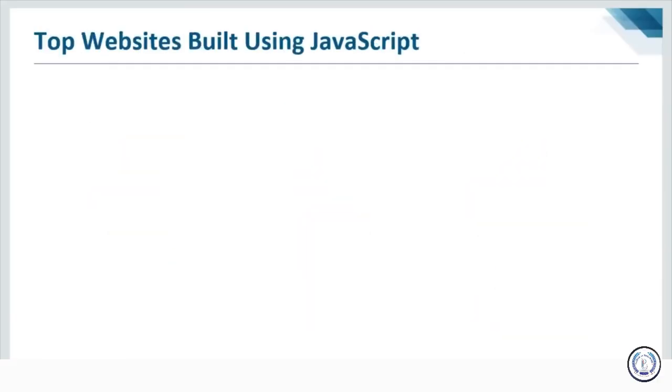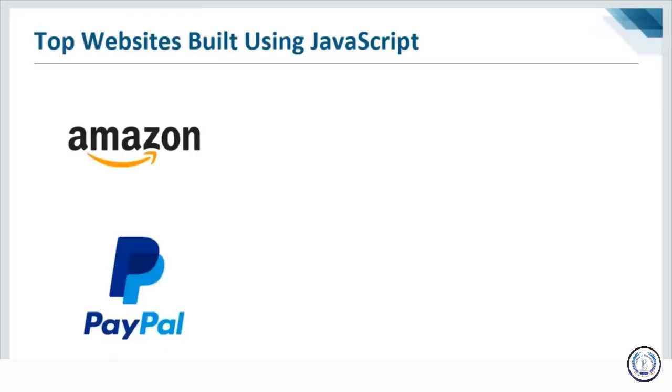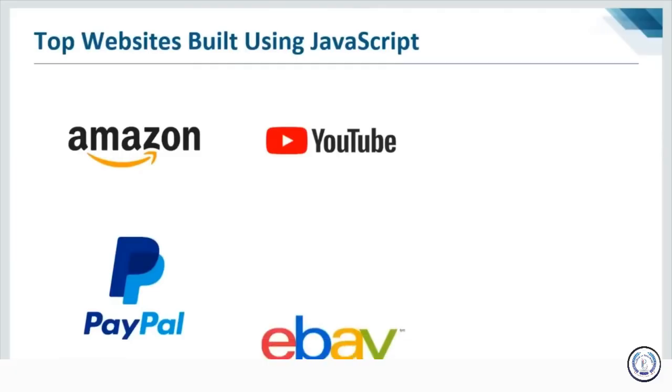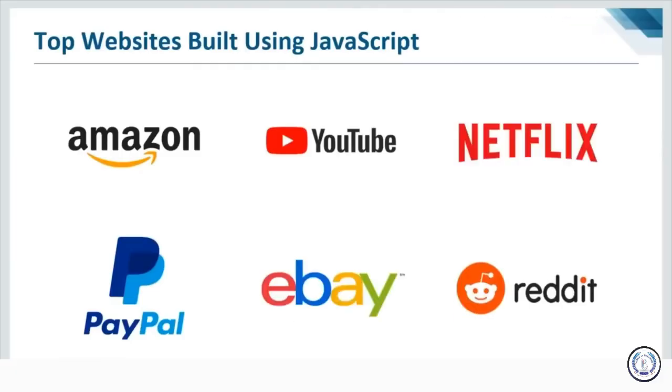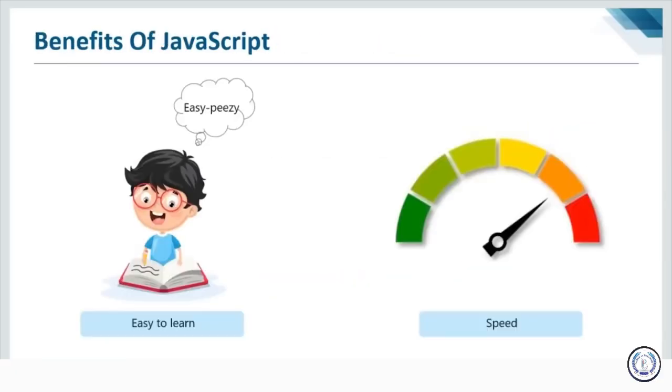Now, before getting into the advantages of JavaScript, let's look at a few common websites that are built using JavaScript and JavaScript frameworks. So we have Amazon, which is an e-commerce website. I'm sure all of you have shopped from here. Then there's PayPal, there is YouTube. We all are addicted to YouTube. There's eBay, Netflix, and Reddit. So guys, this is enough proof that JavaScript is a very important language. When such reputed companies and brands make use of JavaScript, it means that it has something really nice about it or something very advantageous about it. With this in mind, let's look at a few benefits of JavaScript.